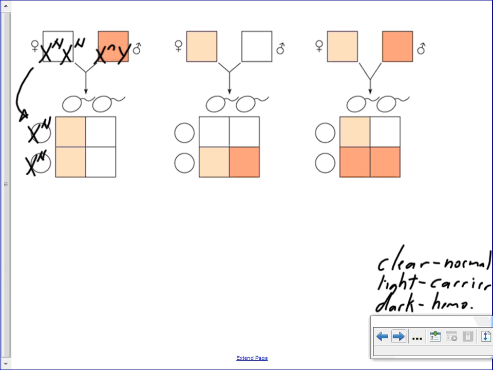And for the sperm, X with a little n will be in half of the sperm, and the Y chromosome will be in the other half. So if I go on and fill in the Punnett square, we get X big, X little, X big, X little for the females. So we can say that all of the females are going to be carriers in this case.